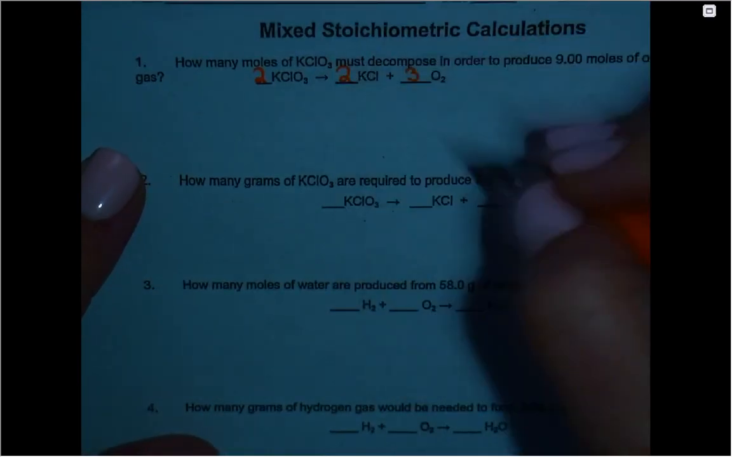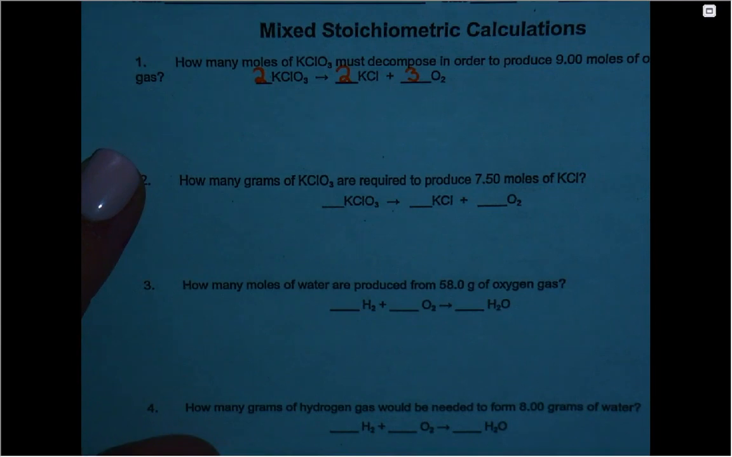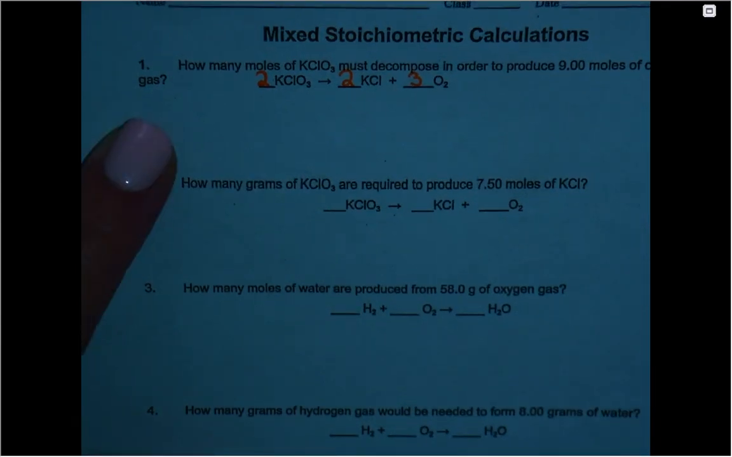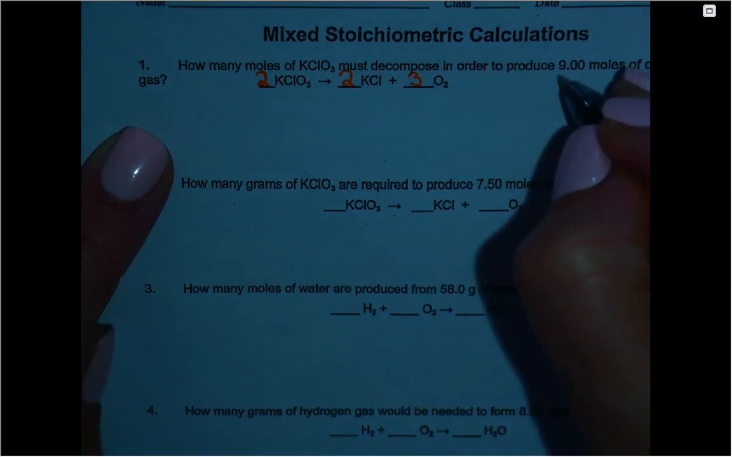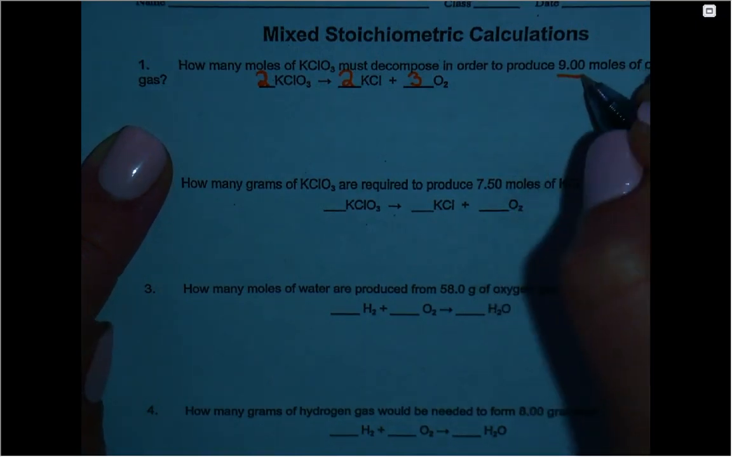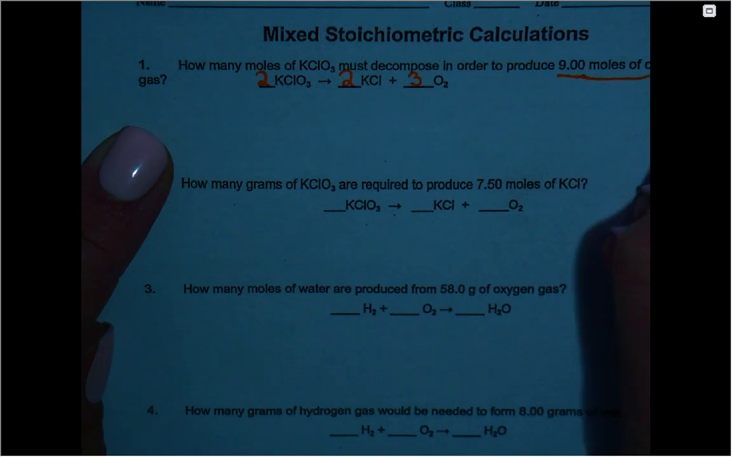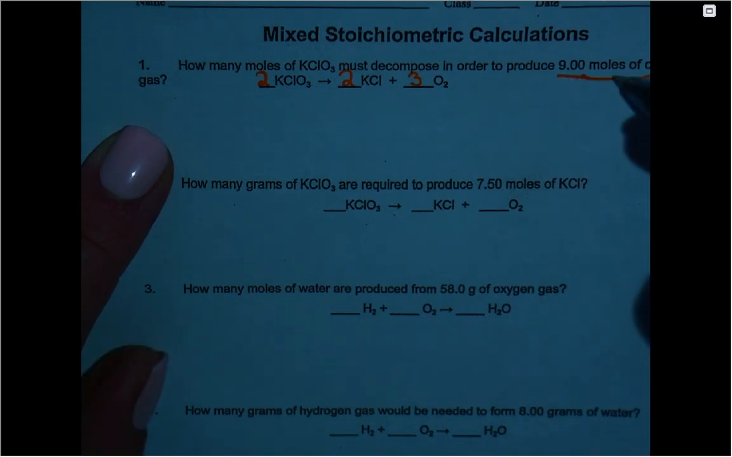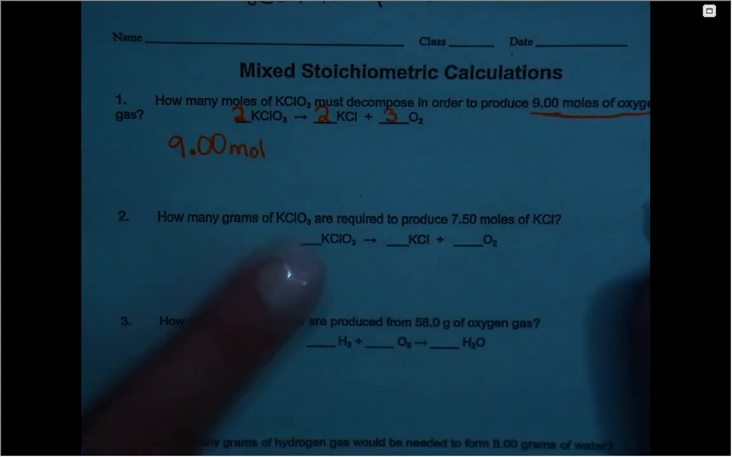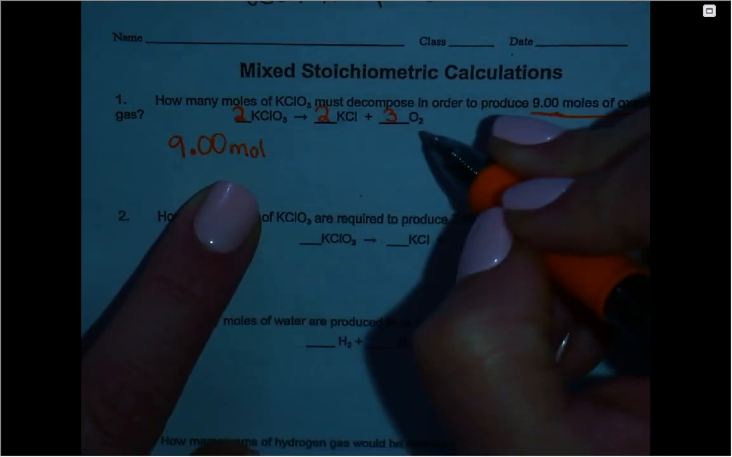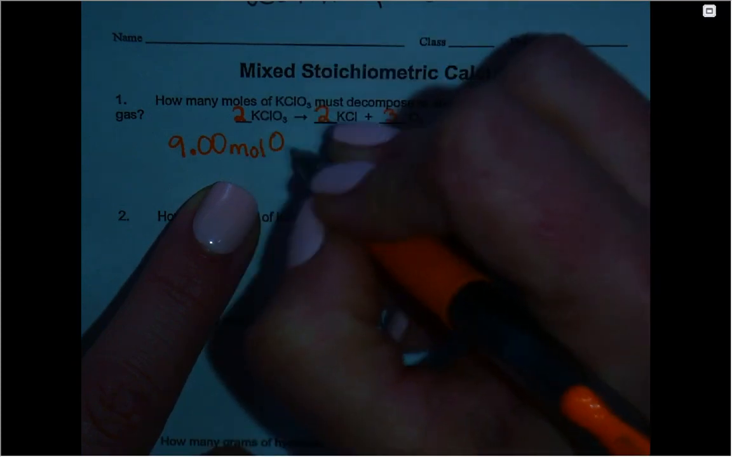It says, how many moles of KClO3 must decompose in order to produce 9 moles of oxygen gas? So you need to be doing this. Underline the number. We also need all the words attached to that number. 9 moles oxygen. That is what you're starting with. So we're going to go ahead and write that down just so we have a place that we're starting. 9.00 mole oxygen, from this balanced equation, was O2.